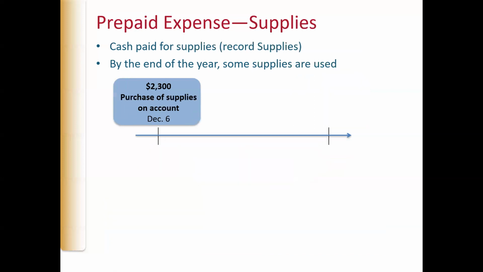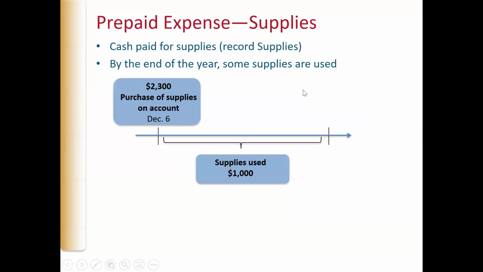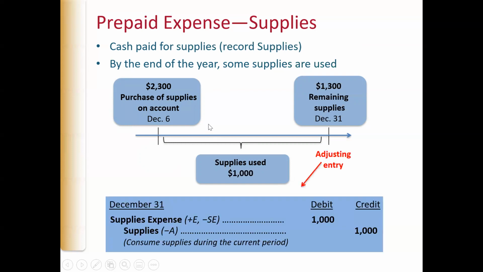Or what about this one, guys? We purchased supplies on December 6th for $2,300. But by the end of the period, we used up $1,000 worth of supplies. So you walk into the storage cabinet and there's not $2,300 in there anymore of supplies. There's only $1,300 worth of supplies. Don't we need to show an expense for some of those supplies we used up? So we would debit the expense and we would credit the asset supplies because it's less, because we've used them up during the period.